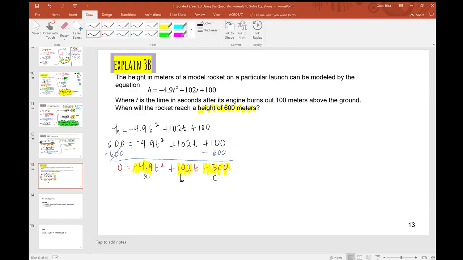Now that we have our values, let's take these values and plug them into our quadratic formula, which is t is equal to negative b plus or minus the square root of b squared minus 4ac all over 2a. Notice how I used t instead of x. That's because our variable is t.